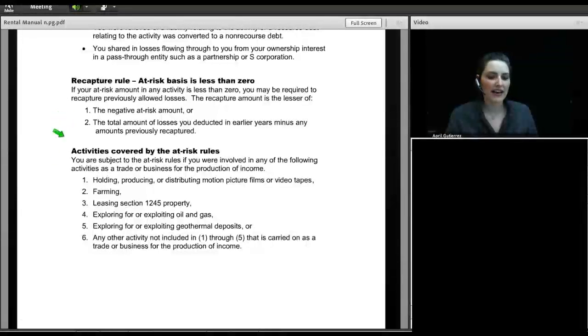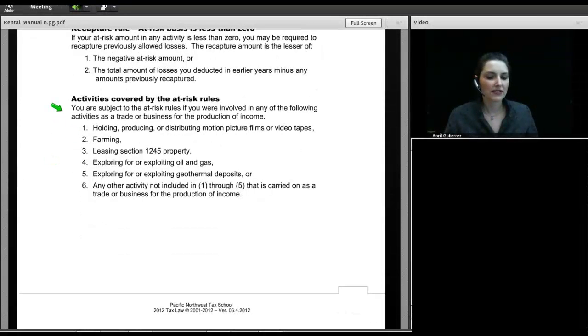Activities covered by the at-risk rules. You are subject to the at-risk rules if you were involved in any one of the following activities as a trade or business for the production of income: holding, producing, or distributing motion picture films or videotapes, farming, leasing Section 1245 property, exploring for or exploiting oil and gas, exploring for or exploiting geothermal deposits, or any other activity not included in 1 through 5 that is carried on as a trade or business for the production of income.